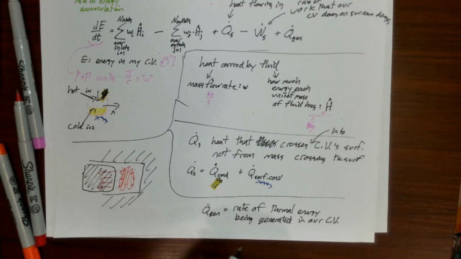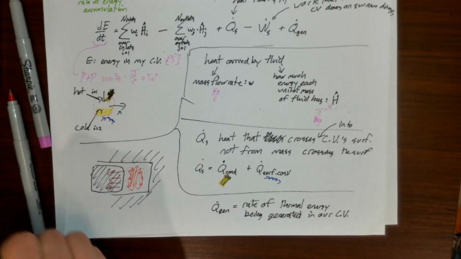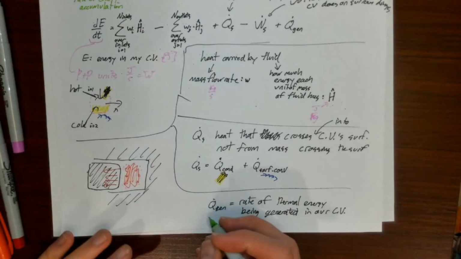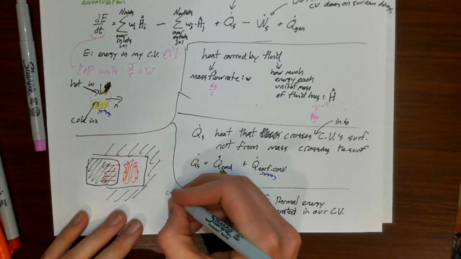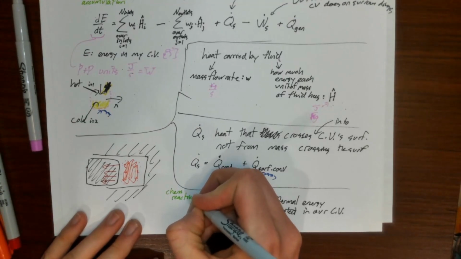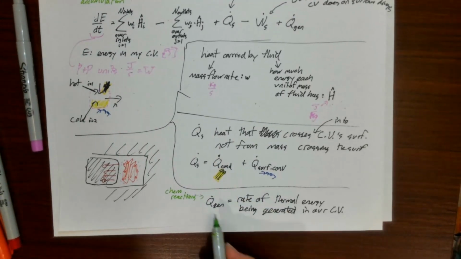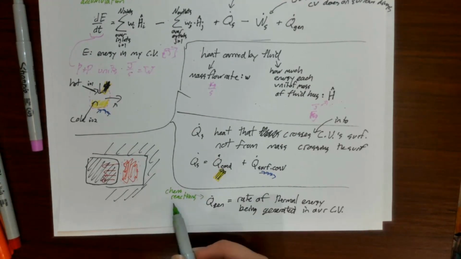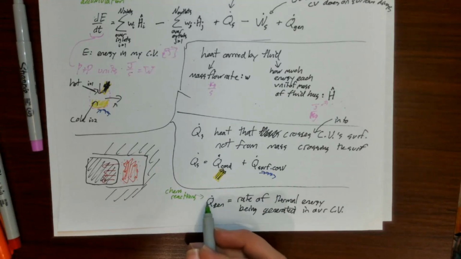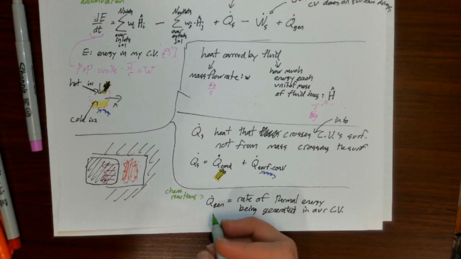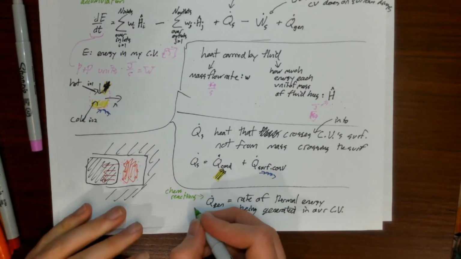So what might this generation term come from? This generation term might come from things like chemical reactions, right? So if I have some exothermic reaction, then I'm going to have a Q gen. Burning sugar or something like that is going to be effectively a heat generation within our control volume. So it might be things like chemical reactions.